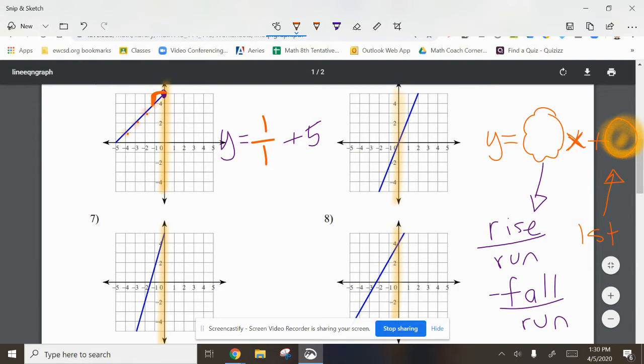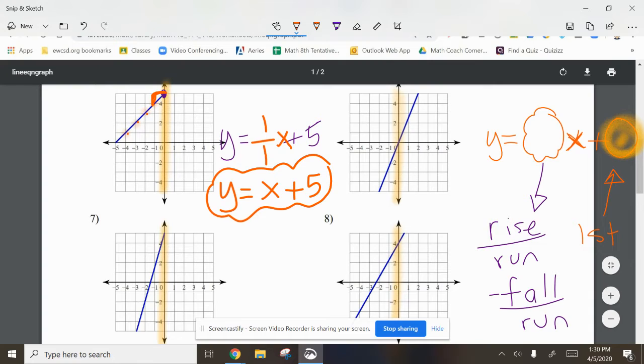Now, what is this missing? You must have the x there, too. To write this very cleanly, it should be y equals, you don't even have to put the 1 there, x plus 5. And that would be the answer for this one here.